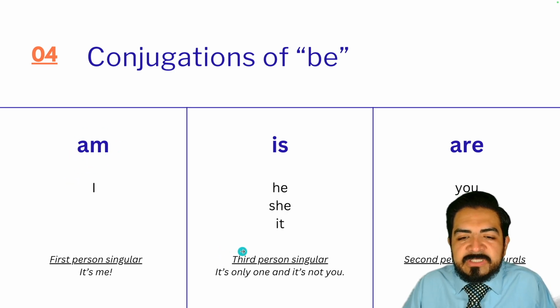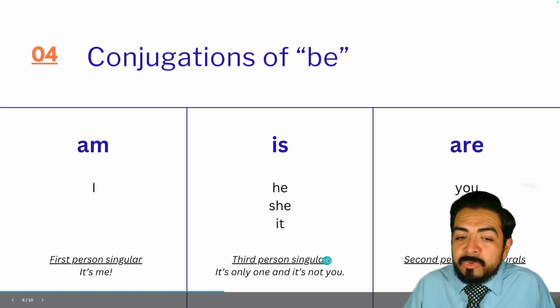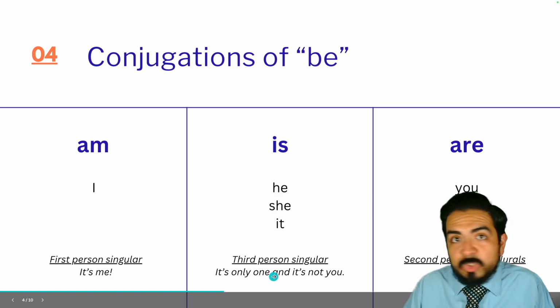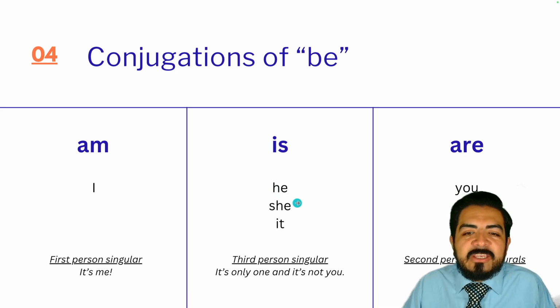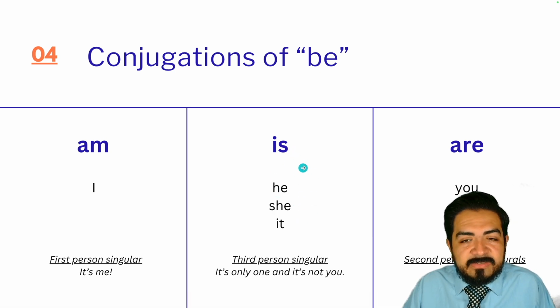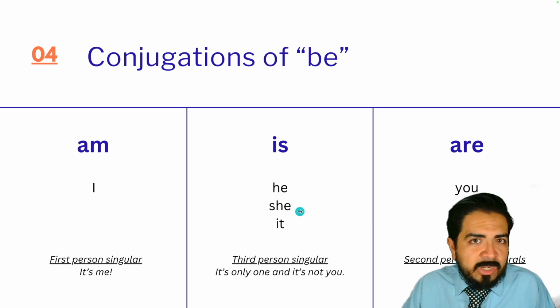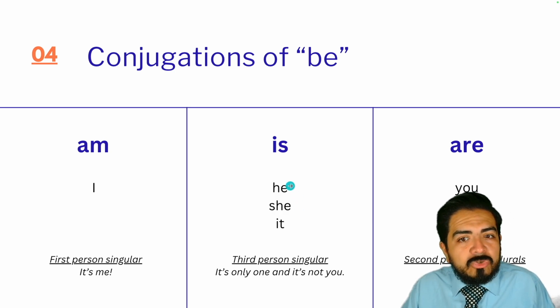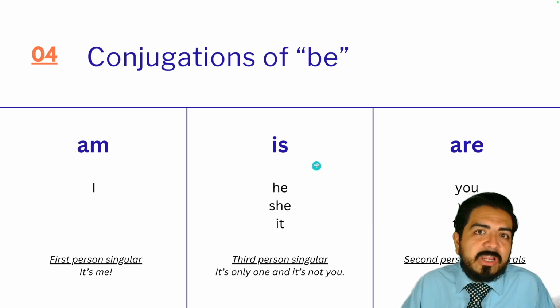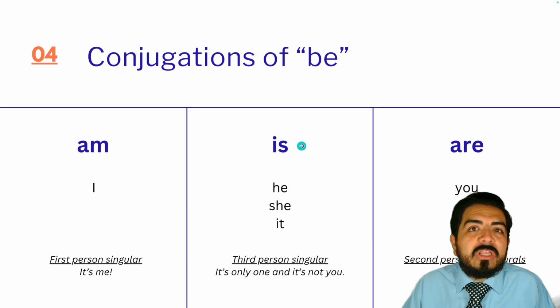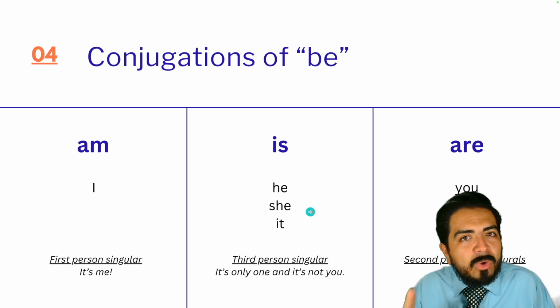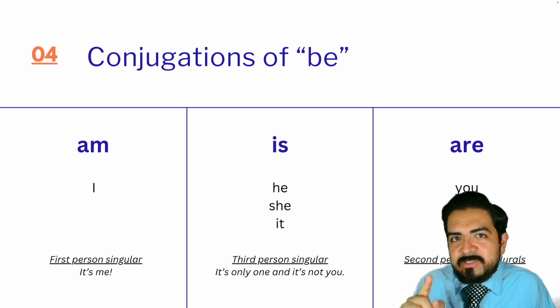If the subject is third person singular, or in other words, it's only one and it's not you, we use is. For example, he is, she is, and it is. But it's not only pronouns. If it's only one and it's not you, for example, when you say John or Andrea or the school, John is, Andrea is, the school is. Okay? If it's only one and it's not you, remember, that's the cue.